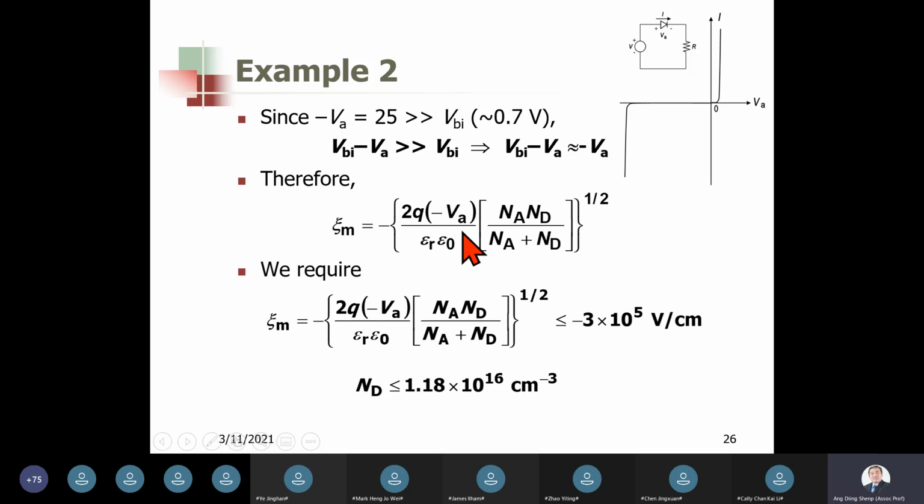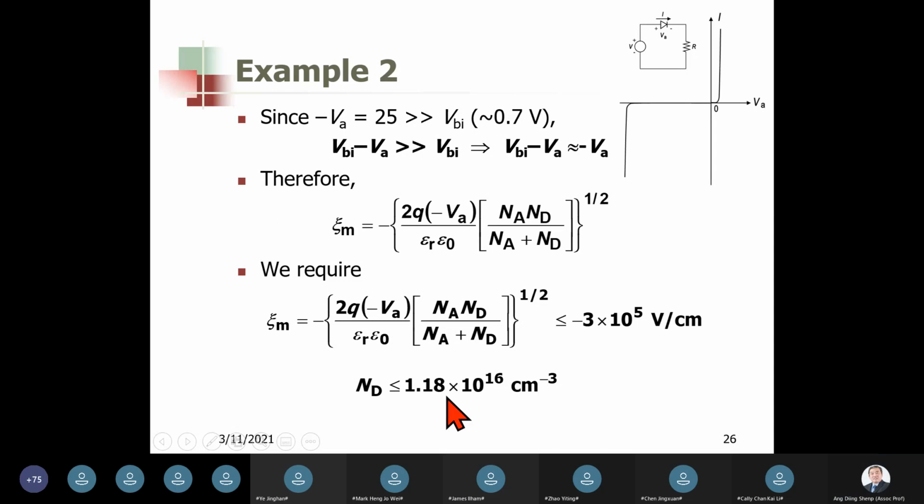So now we have gotten rid of VBI and we are only left with one unknown, which is ND in this equation. And we require the maximum electric field to be less than or at most equal to 3 times 10 to the power 5 volt per centimeter. Solving the inequality will give this result, where ND cannot exceed 1.18 times 10 to the power 16 per centimeter cube.